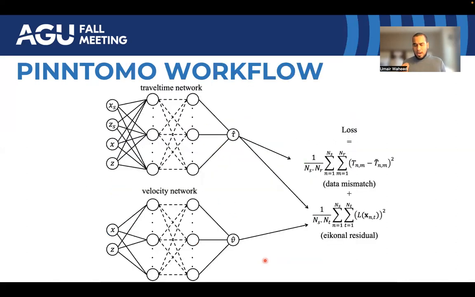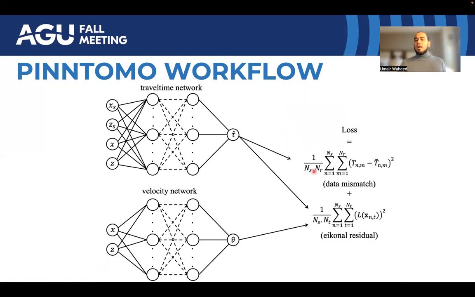So now what can we do to solve an inverse problem? Essentially, let's take this example of PINNTomo, or physics-informed neural network-based tomography method. In this case, the first one is the travel time network, or the network that, given some source and receiver coordinates, gives us the travel time value from that source to the receiver. Okay, and we have this velocity network, which, given some coordinates in your computational domain, will spit out the velocity at those coordinates. Of course, we don't need source locations for the velocity network because it does not depend on it, right?